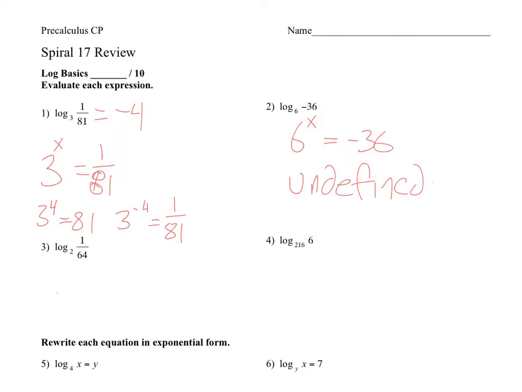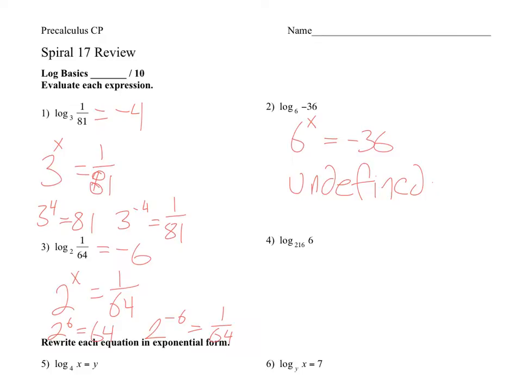For number 3, we're looking at 2 to the x is 1 over 64. Okay, well I know that 2 to the 6 is 64. That means that 2 to the negative 6 is 1 over 64. The answer here is negative 6.